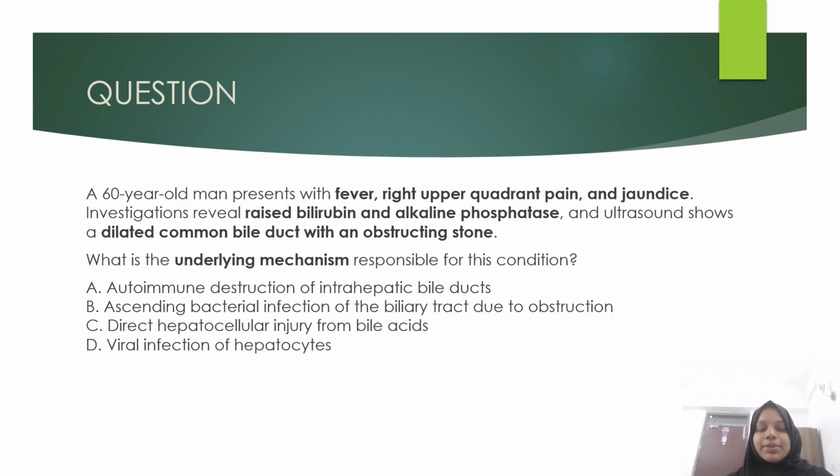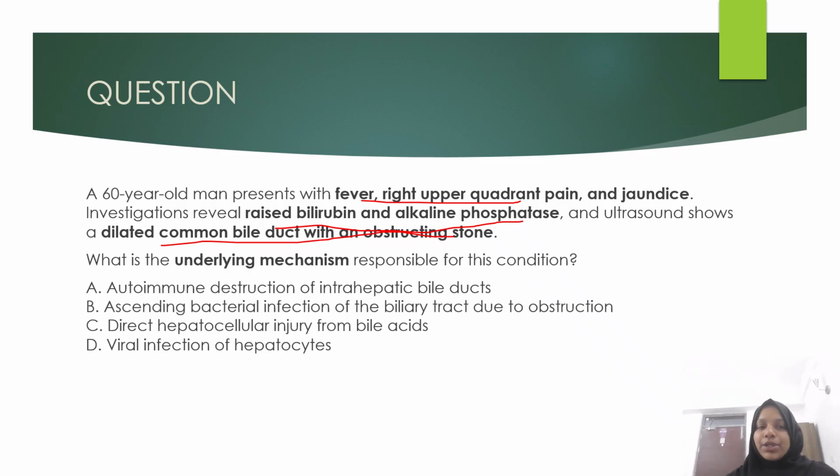Next is a 60-year-old man presents with fever, right upper quadrant pain, and jaundice. Investigation revealed raised bilirubin, alkaline phosphatase. Ultrasound shows dilated CBD, that is common bile duct with obstructing stone. So there is stone, fever, right upper quadrant pain, jaundice. Okay, that seems like a cholangitis. Raised bilirubin and alkaline phosphatase.